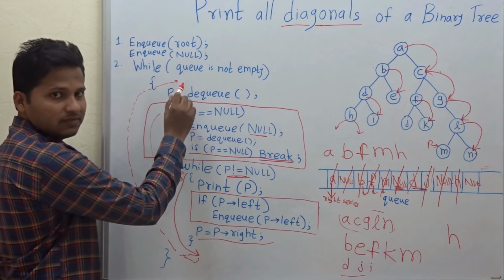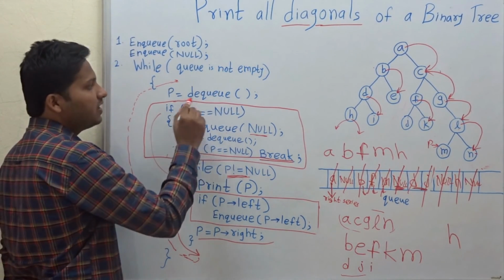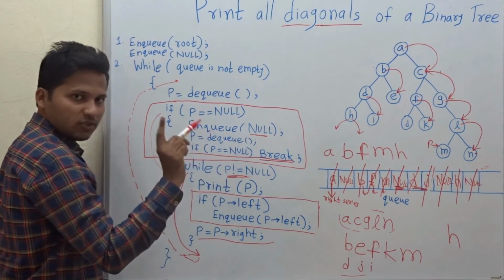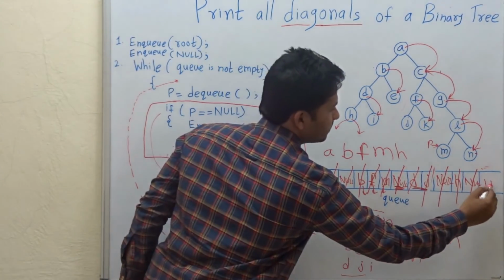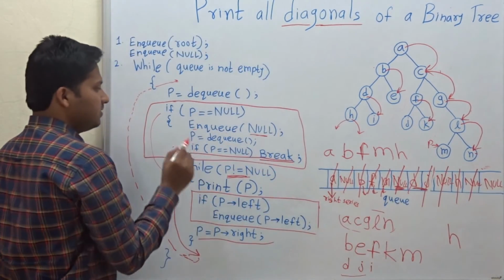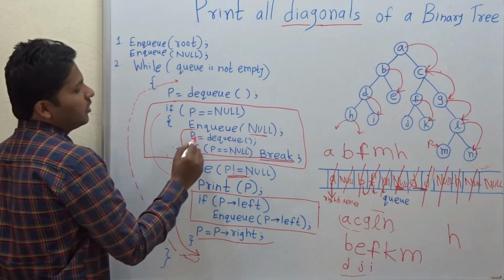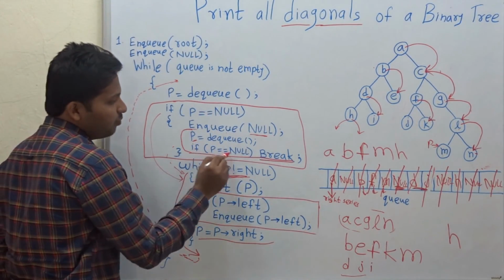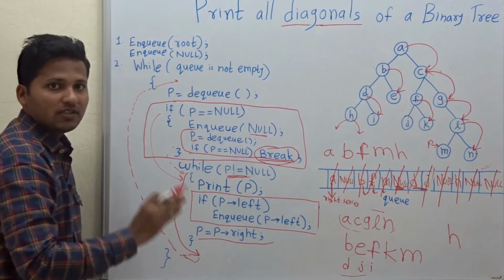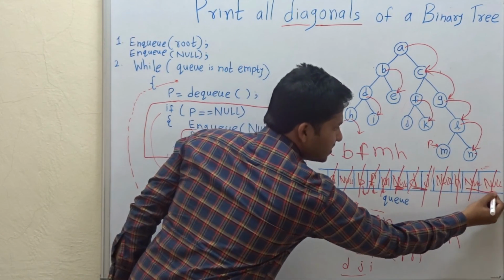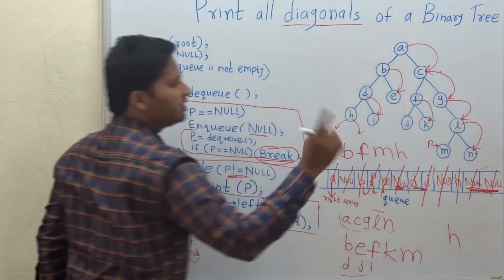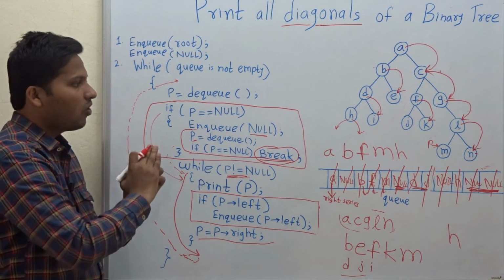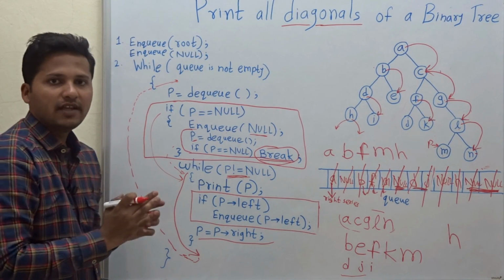So we went out and now we dequeue. So when we dequeue we get this null, and when we get this null we understand that the diagonal is over and we enqueue another null. Here this important condition you will understand, we again dequeue, so we get null again. So now P is null, and if P equals null we break. This means that all the diagonals are over. Means when two continuous nulls are inserted in the queue, this means that our algorithm is now coming out of the function, which means that all diagonals are over and we have printed all the diagonals.